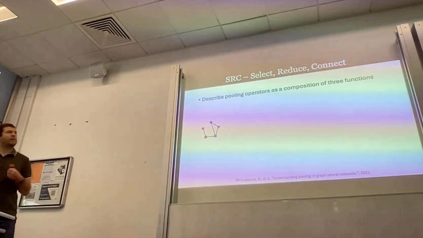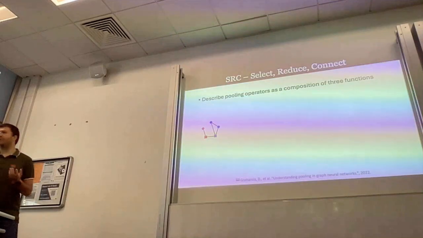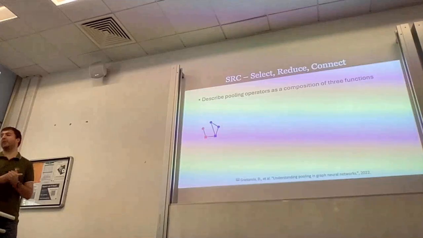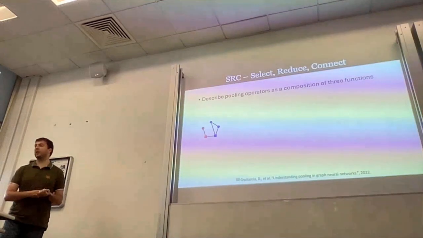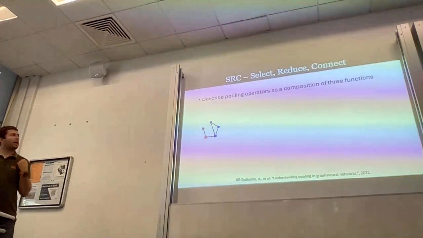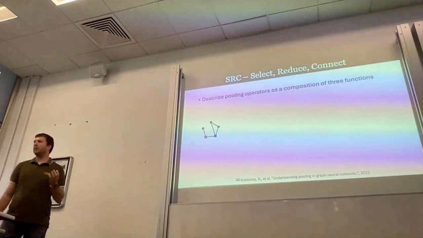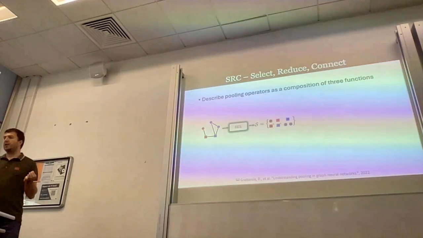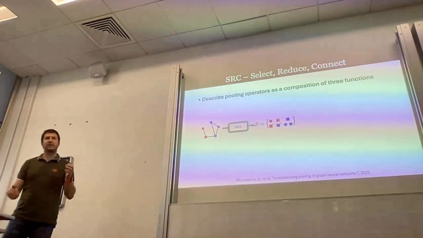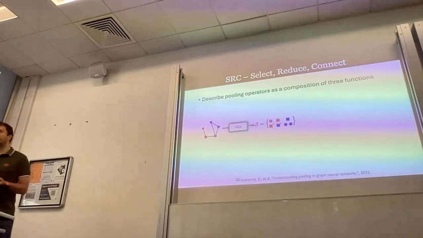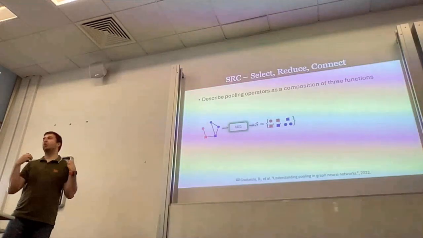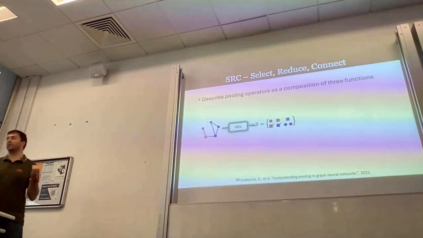And actually, I think that the best way of describing pooling is through the SRC framework, which stands for Select, Reduce, and Connect. So basically, a pooling operator can be described as the composition of three functions. The first is the select, which basically identifies the groups of nodes that should be combined or taken into consideration when forming the smaller graph.